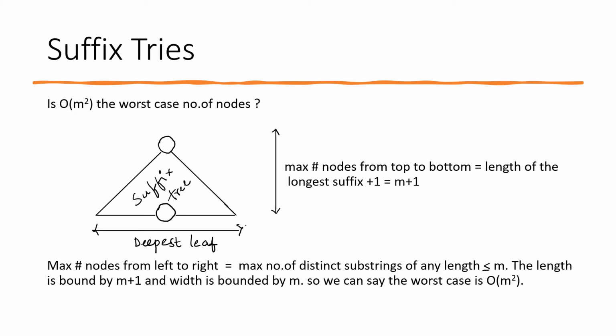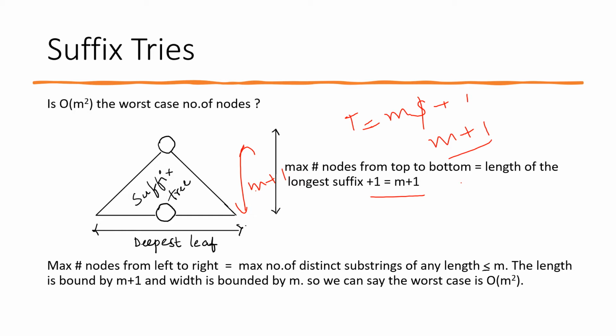For suffix tries, how many nodes will there be? The worst case number of nodes for a suffix trie is O of m squared. Why? Consider the maximum number of nodes from top to bottom for a text of size m, with a terminating symbol. The longest suffix will be the length of the string plus 1. The length of the string is m, so the length of the longest suffix is m plus 1.